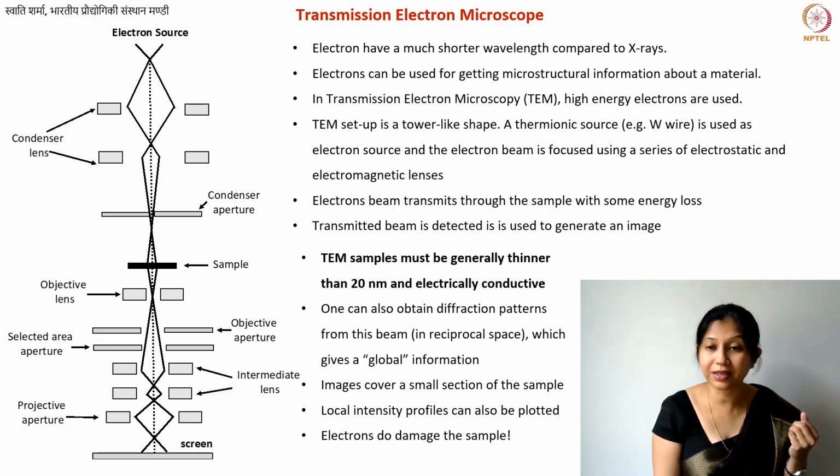And materials that are not electrically conductive often are sputtered or coated with a conductive material. You can use any metal to coat, gold for example. Okay, that you will also do for scanning electron microscopy, right? Because electron microscopies require the samples to be conductive.